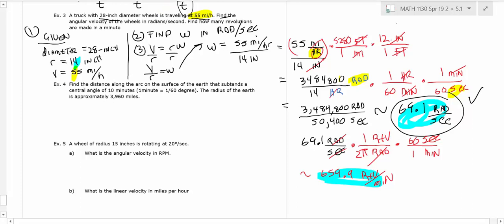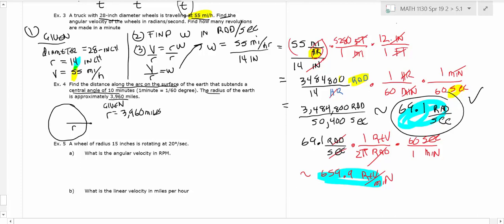So example 4 says, find the distance along the arc of the surface of the Earth that subtends a central angle of 10 minutes, and then I'm giving you the radius of the Earth is 3,960 miles. So we're going to find the distance. Now this problem doesn't have anything to do with angular and linear velocity. I probably should have put this earlier in the notes. So we're going to find the distance of an arc. Let's write a little diagram. So here's Earth. Here's the radius, and what you're given in this problem is the radius of the Earth, 3,960 miles.